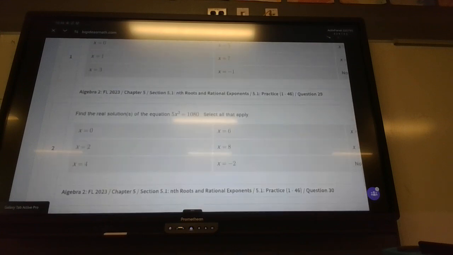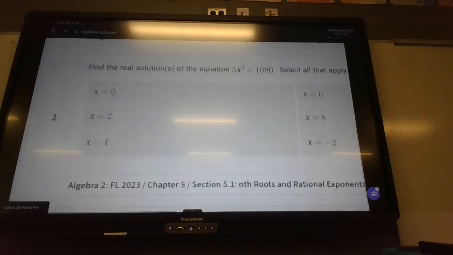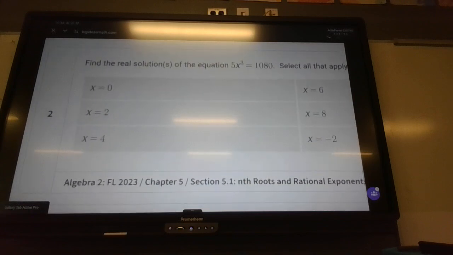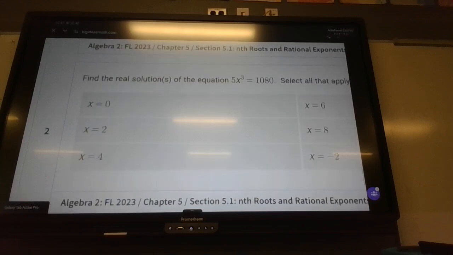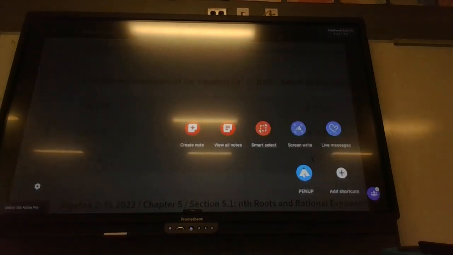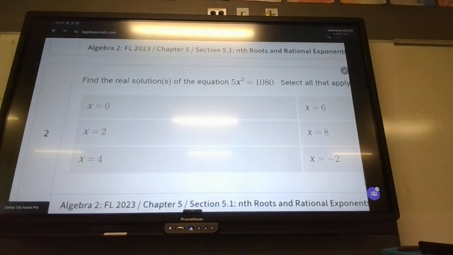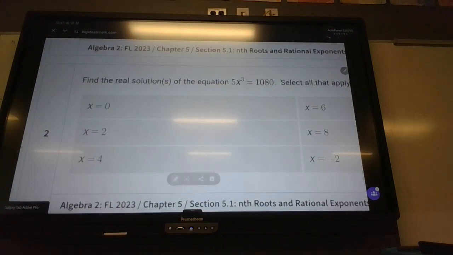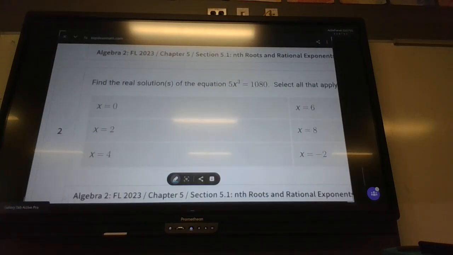Okay, I'm going to start with number 2. Find the real solutions. So do it on paper and then just pick your answer so that if you can't pull it up tomorrow and you want to ask questions, at least you have on paper what you were working on. Or do it right in your book, if there's room.